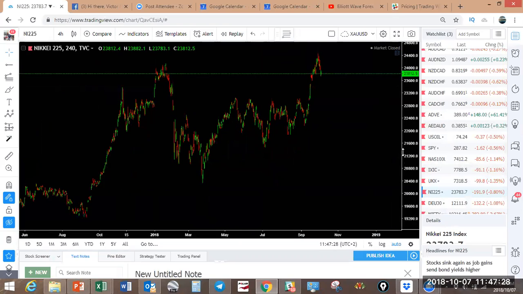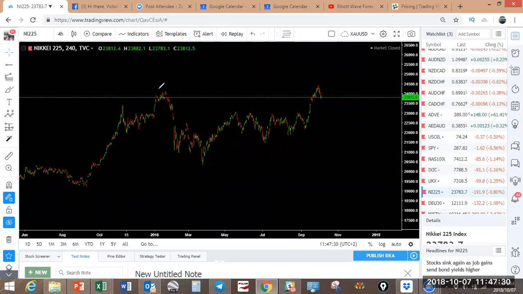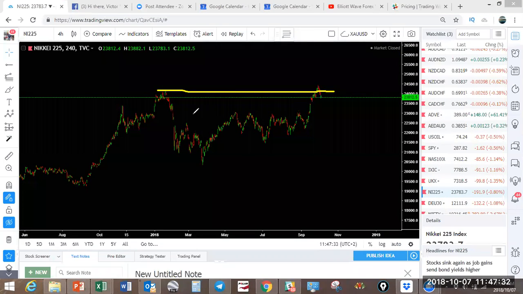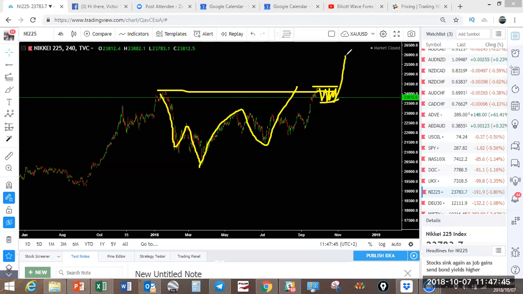NIKKEI finally broke the top that the other indices broke a couple of weeks back. This is a three-wave move. Is this a three-wave move on the NIKKEI, and now we're reversing for this one? I think just like the other indices, the other markets have done, correction here and a push higher.